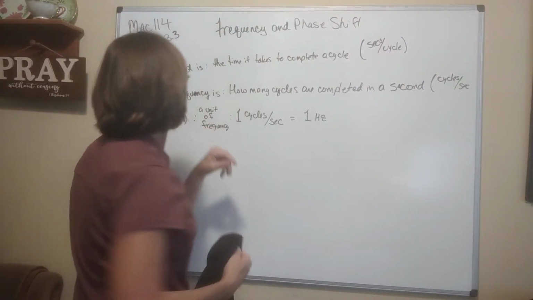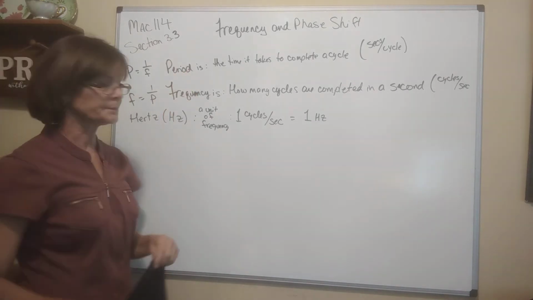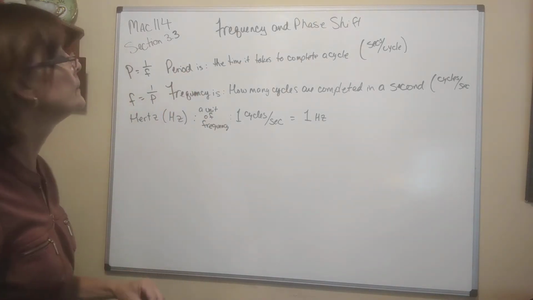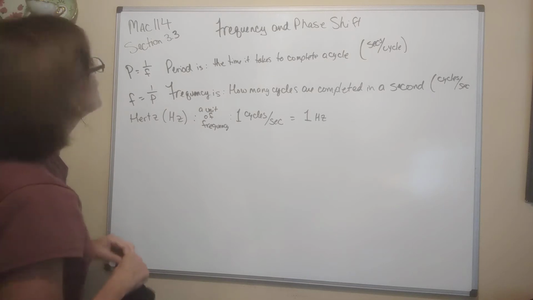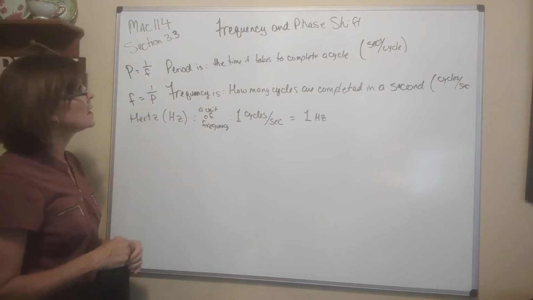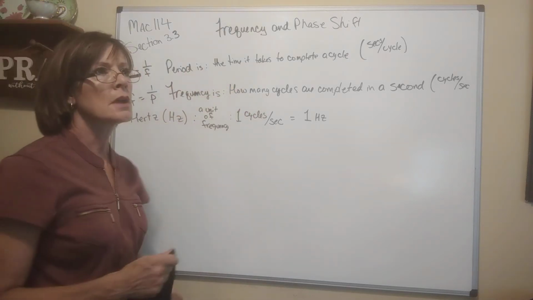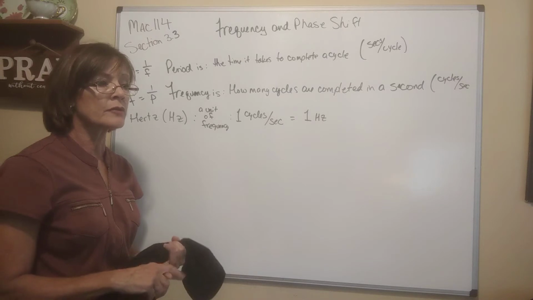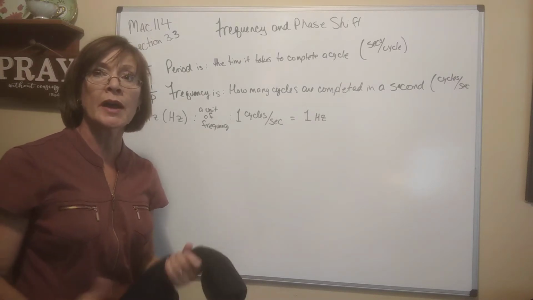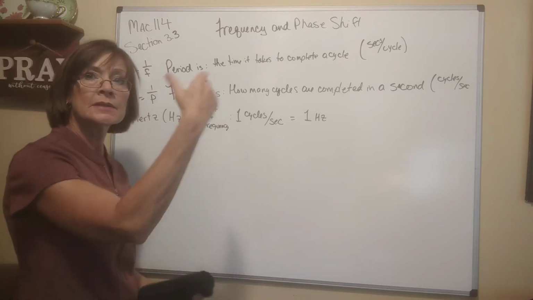Okay, here comes section 3.3, which is about frequency and phase shift. The period of a function, for periodic functions, is the time it takes to complete one cycle. So the period of a sine wave or a cosine wave is 2 pi. It takes 2 pi units to complete one cycle before it begins to repeat.